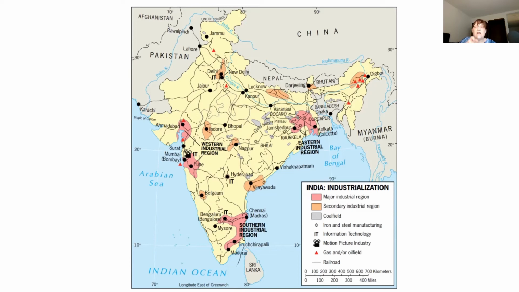And India, like other countries, has set up some of these zones to specifically attract foreign companies to come and actually have operations in India so that it will feed the local population.